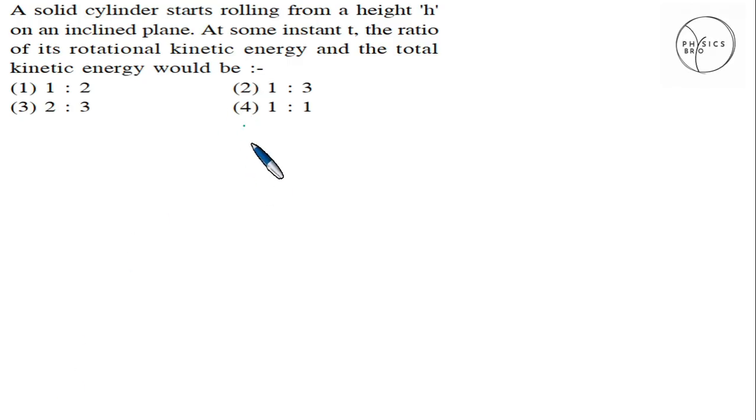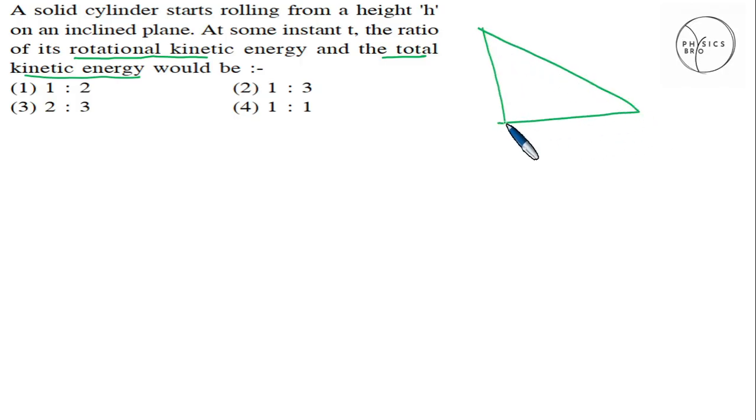A solid cylinder starts rolling from a height h on an inclined plane. At some instant t, find the ratio of its rotational kinetic energy and the total kinetic energy. Let's get the figure first. This is our figure: an inclined plane and something is rolling. If it rolls, then there must be some omega. So what will be the total kinetic energy?